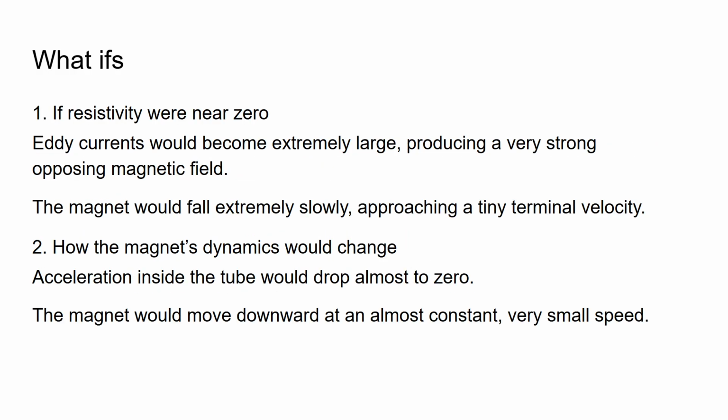The what ifs. If resistivity were near zero, eddy currents would become extremely large, producing a very strong opposing magnetic field. The magnet would fall extremely slowly, approaching a tiny terminal velocity. How would the magnet's dynamics change? Acceleration inside the tube would drop to almost zero. The magnet would move downward at almost constant, very small speed.